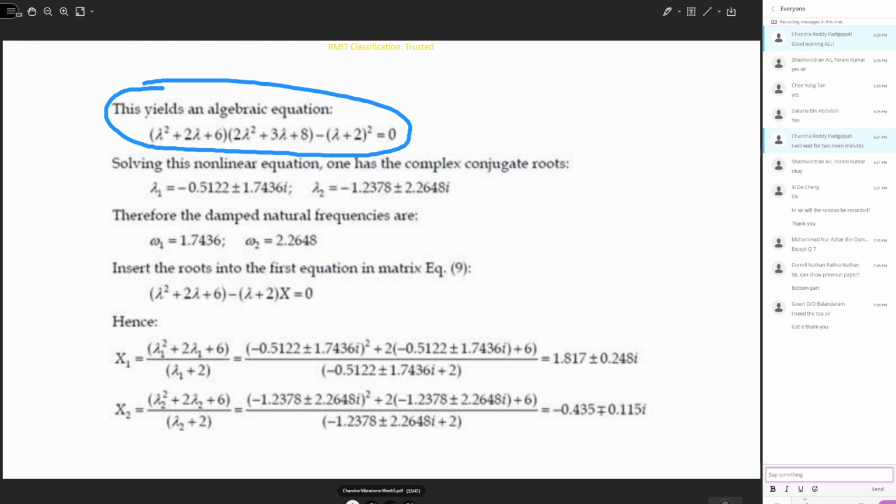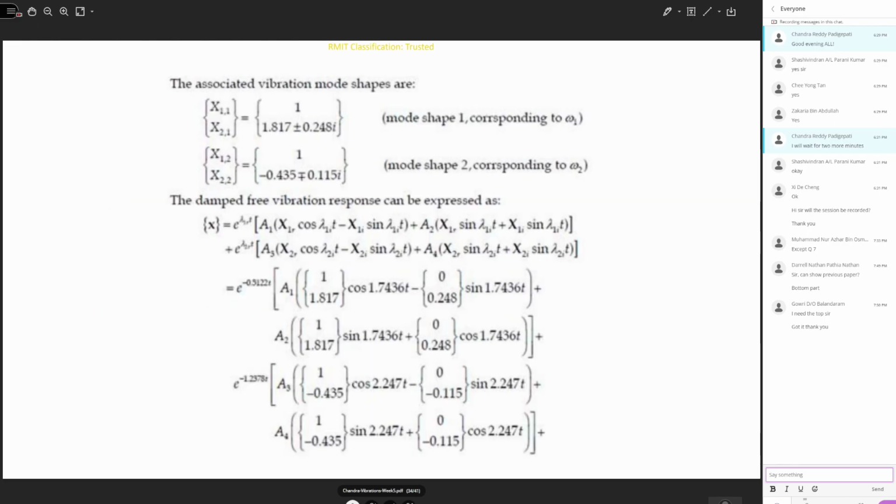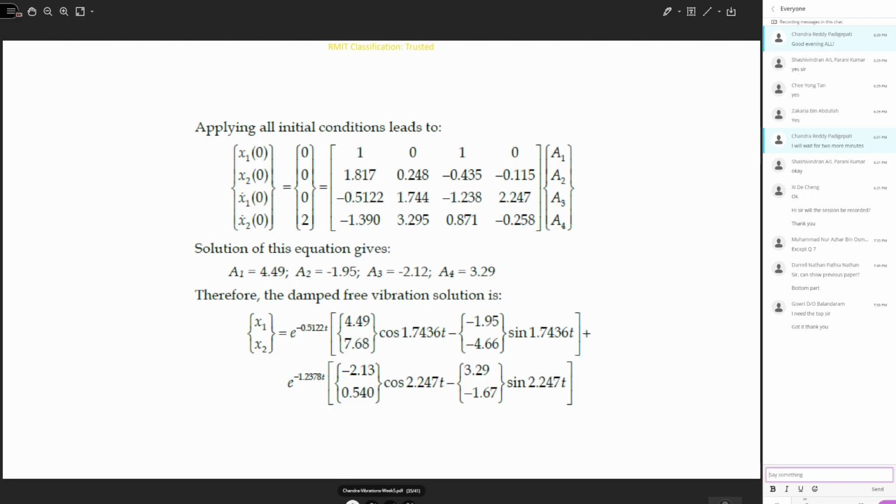So here also you have four values. Okay, so it's a complex conjugate. So the first value is plus, the second value is minus. So similarly here, the first value is negative 1.2378 plus 2.2648. The second value will be negative 1.2378 minus. So you will get the four lambda values. Then you just follow this example, okay? And it is exactly the similar working.